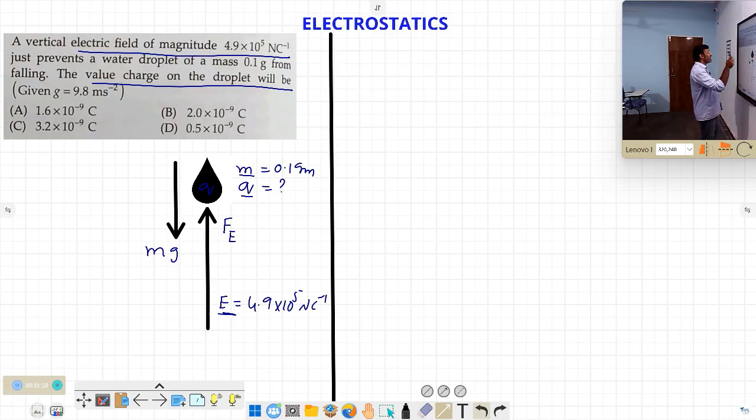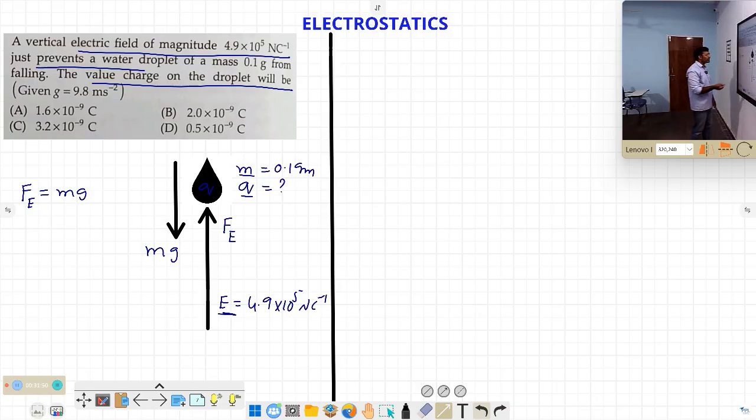So what is the question here? Preventing the water drop from falling. Preventing means it should not fall, which means it has to be in equilibrium. At equilibrium, the electrostatic force, the force by the electric field, must balance the weight of the droplet, that is mg. This is the concept here.